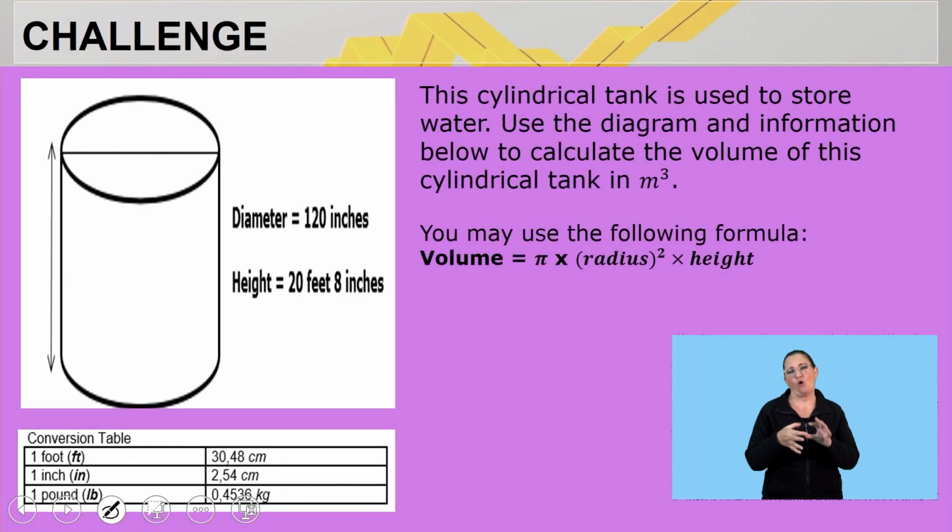Okay, guys, as always, let me leave you with something for the upcoming week, some challenge, some homework for that matter. So here I said, the cylindrical tank is used to store water. So there we have our cylindrical tank. It says use the diagram and the information below to calculate the volume of the cylindrical tank in cubic meters. Okay, you may use the following formula: volume equals pi times radius squared multiplied by height.